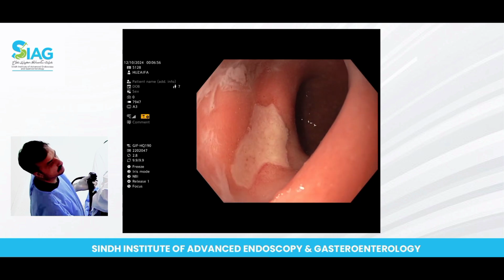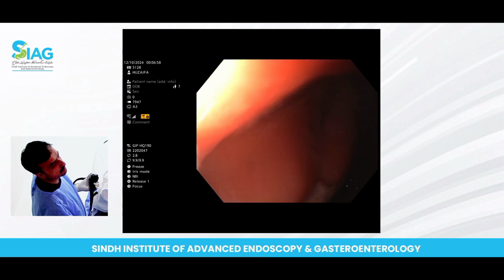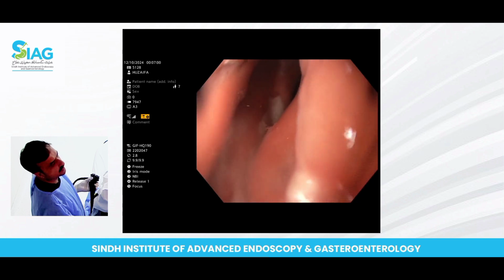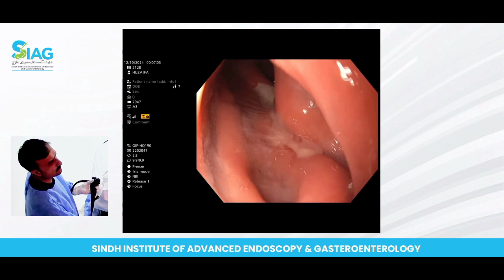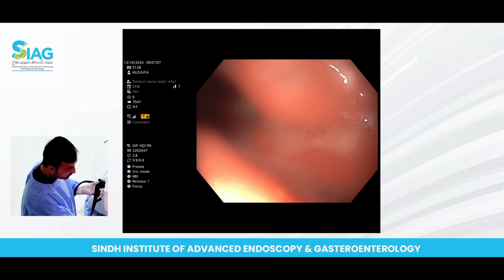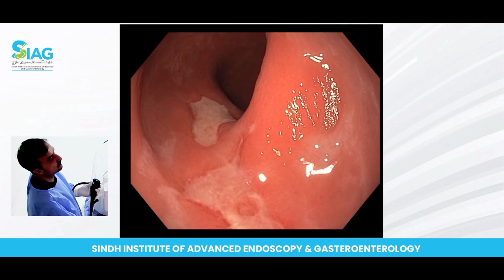We have a 33-year-old male patient. He was diagnosed with solitary rectal ulcer syndrome on endoscopy and confirmed by biopsy. So today we are going to do his APC for the solitary rectal ulcer lesion.